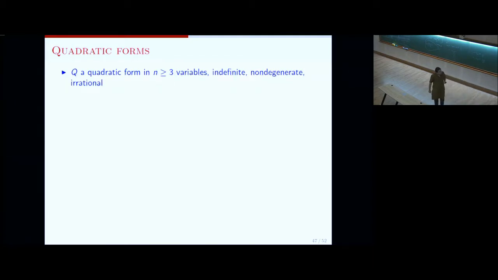This result was read by Oppenheim, who was a British mathematician and the vice chancellor of the National University of Singapore. He conjectured in the 1930s that if I start with an indefinite irrational form, so not a rational form, then I should almost have an integer zero. So what he conjectured was that if I take an indefinite irrational quadratic form in at least three variables, historically he said five and it was brought down to three, then the set of integer values taken by the quadratic form is dense in the real line.